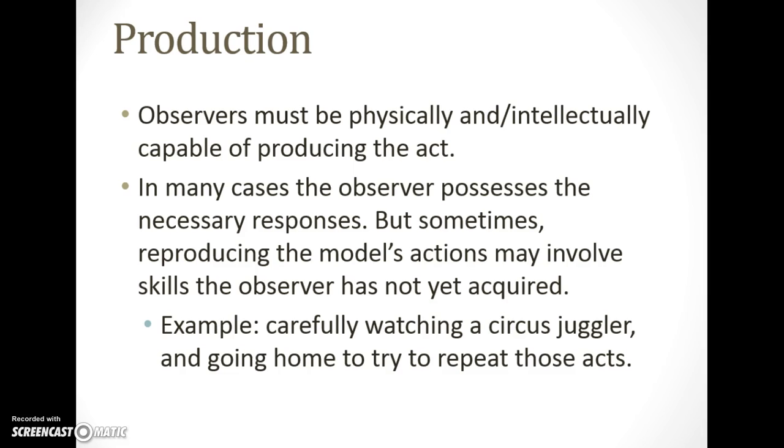Next is production. Observers must be physically and intellectually capable of producing the act, which means if the person is not mentally able to throw a ball, or if they're not physically able, if they haven't learned how to throw a ball yet, or if they're not mentally and physically able to understand the mechanics of a pitcher's wind-up, they're not going to be able to perform the action.